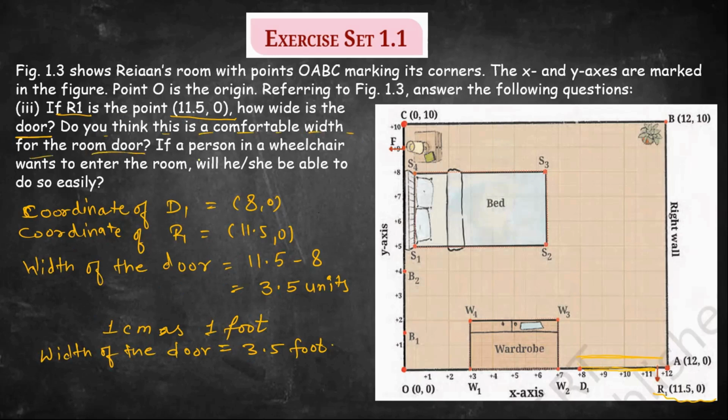You can go and measure your room door with the help of a scale. The longer scale is of 1 foot, so you can measure and see that it is 3 feet. So the comfortable width of the door, or the minimum width of the door, is 3 feet. So obviously this 3.5 feet is the width of the door.